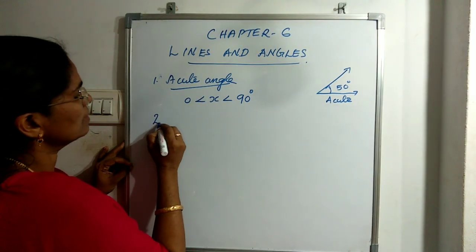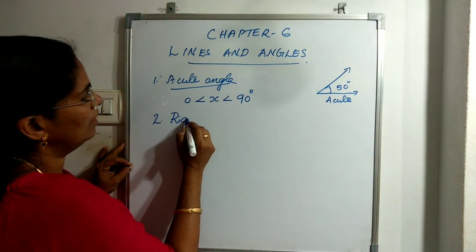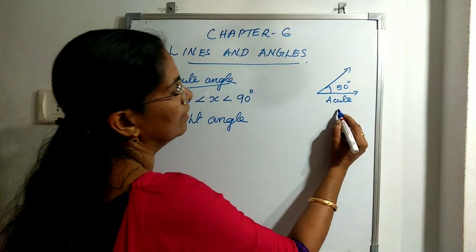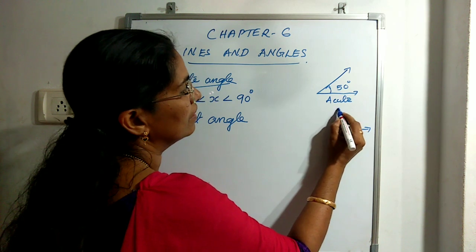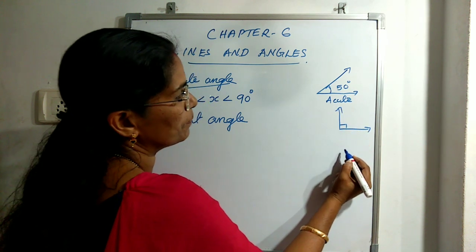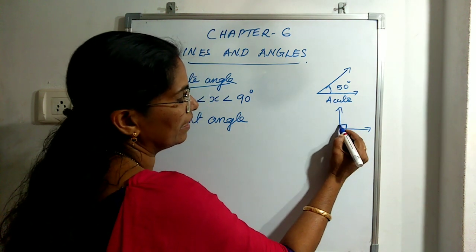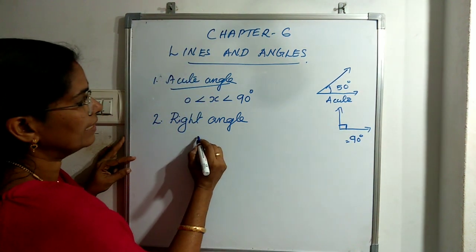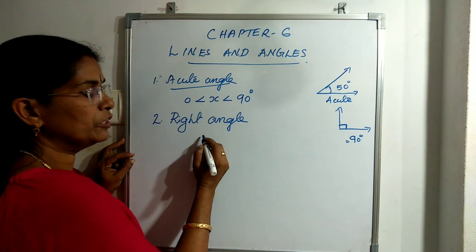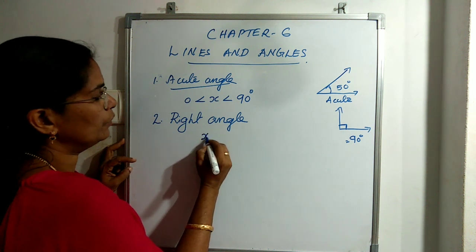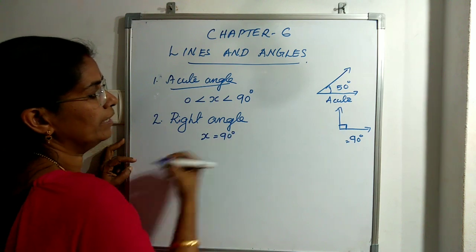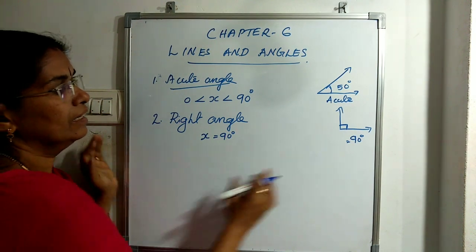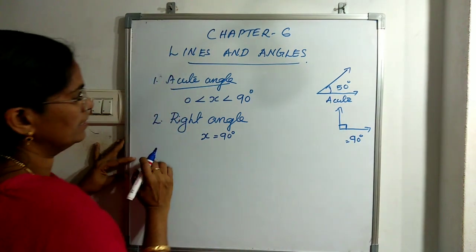And the second one is the right angle. You know the right angle? Yes, it is very simple. We are representing it like this, with a straight line. It is equal to 90 degree. So a right angle means an angle whose measure is equal to 90 degree. x is equal to 90 degree. Here x equal to 90 degree is called a right angle. So this is the shape of the right angle.